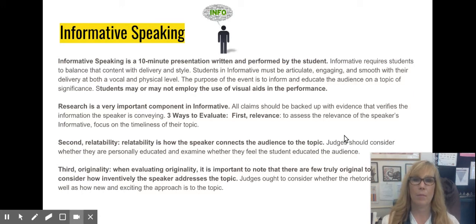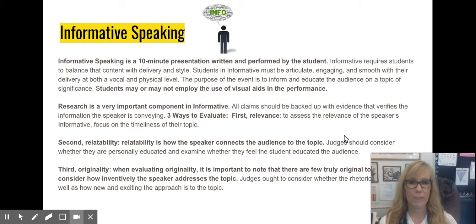They may actually use visual aids in their performance. So oratory, they never use visual aids. They shouldn't use visual aids. Informative, they are allowed to. They don't have to, but they're allowed to. So research is really important in informative. All claims should be backed up with evidence that verifies the information the speaker's conveying.